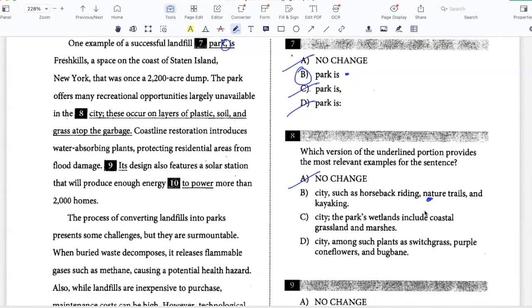The park's wetlands include coastal grassland and marshes. No, that's not relevant to activities. Among such plants as switchgrass, purple coneflowers, and bugbane. No, again, that's not relevant. So B.